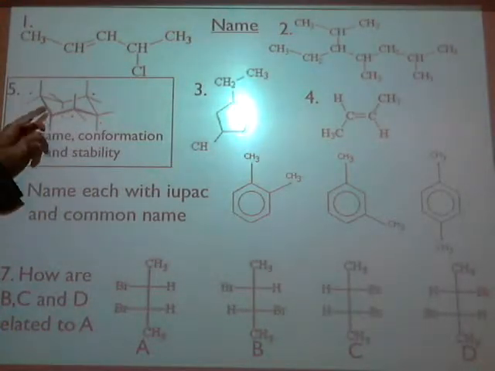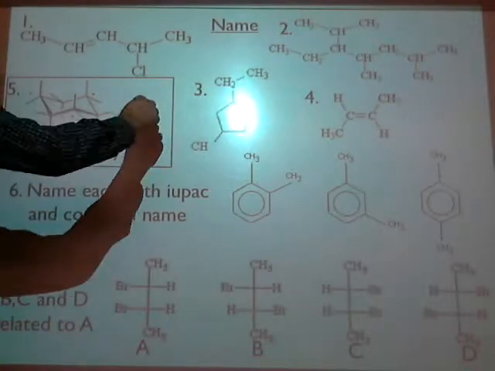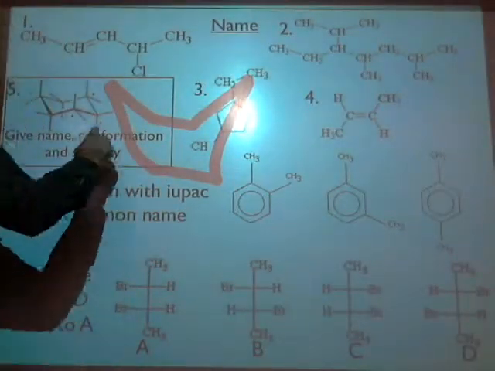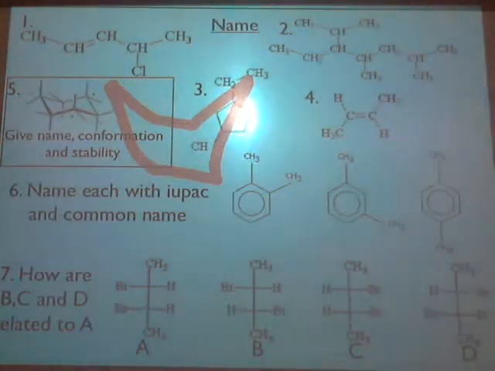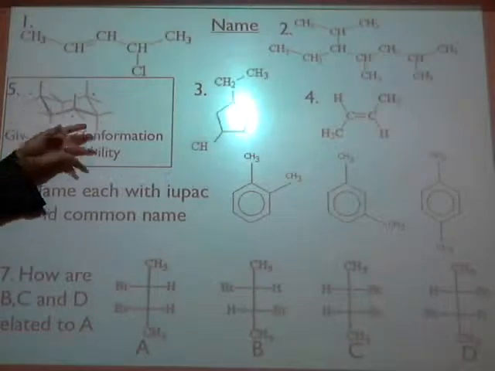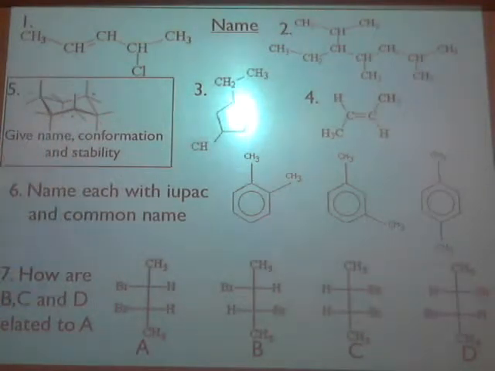Chair. Chair, not boat. Boat would have the 2 ends up like this. Okay? This one has one end down and the one end up. So that's the name, that's the conformation. Is this the stable conformation or the unstable one? Stable. And let me ask you one last question here.